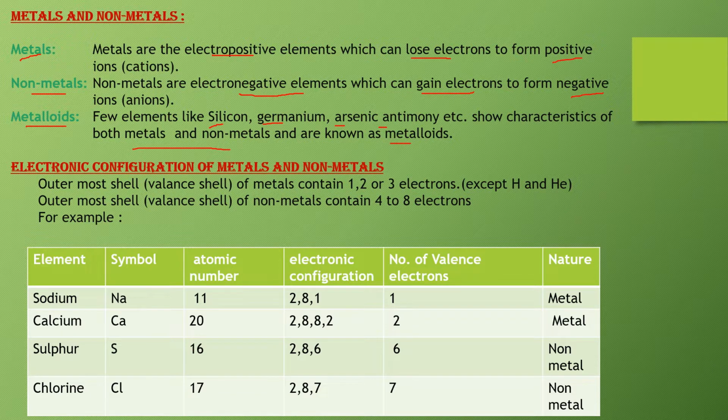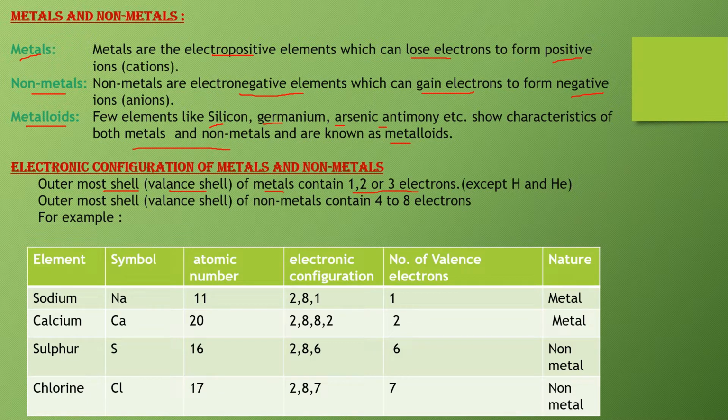Now I am taking electronic configuration of metals and non-metals. If we observe the electronic configuration of an element, then we can easily predict whether the particular element is metal or non-metal. Now how? Just see the outermost shell electrons of the element. If the outermost shell, also called valence shell, contains 1, 2 or 3 electrons, then the elements are metals. Here exceptions are helium and hydrogen.